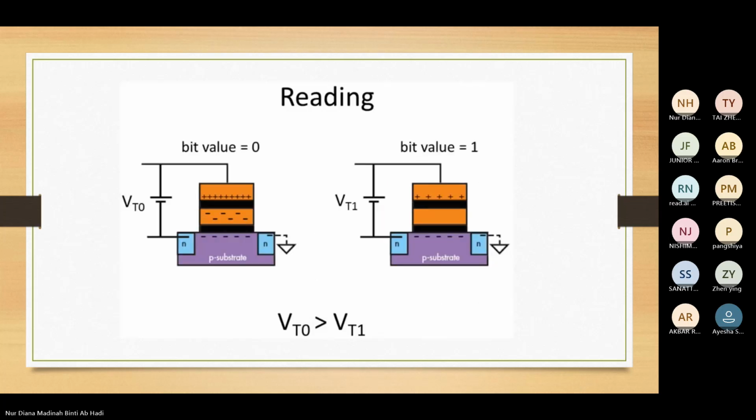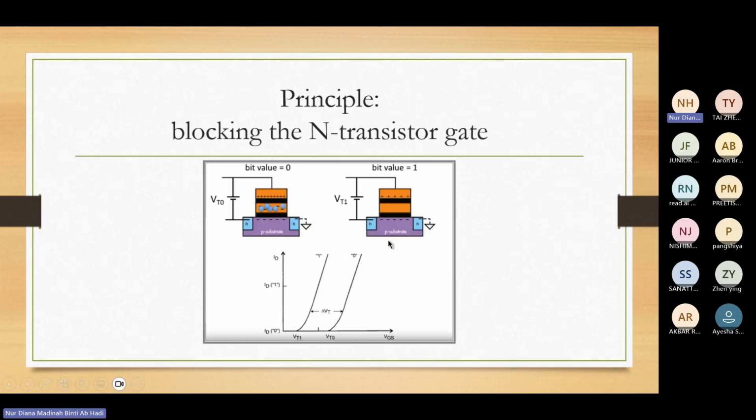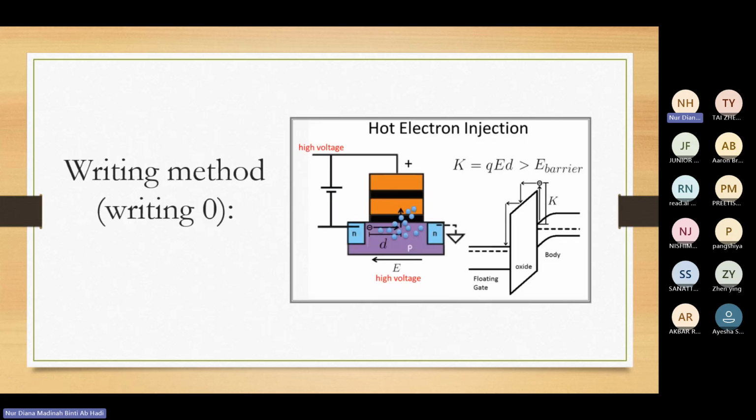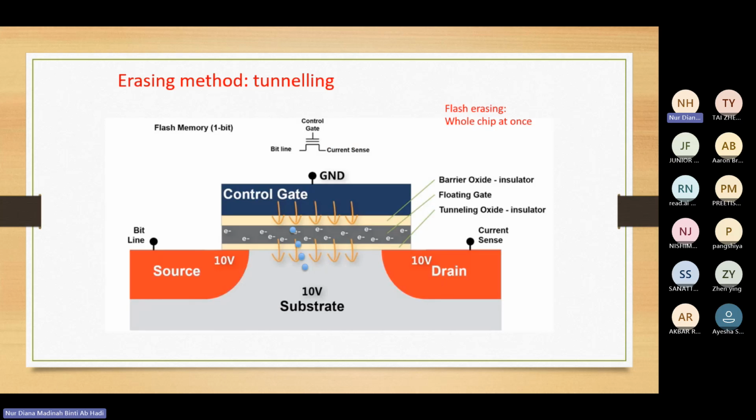Next, this is the reading part. Your voltage T0 will be bigger than voltage T1 when your bit value is 0. So the principle is blocking the N transistor gate. As you can see, the graph produces a different voltage for each of the transistor gates. This is the writing method when you are writing 0. And this is the erasing method using tunneling.